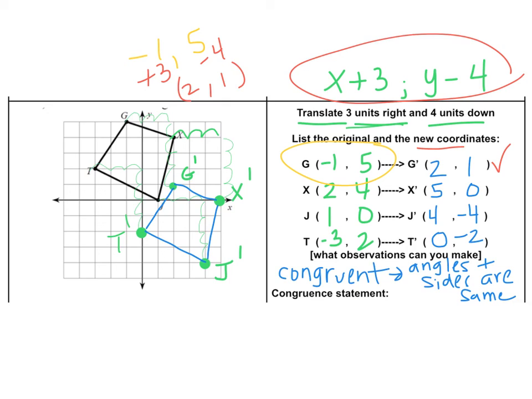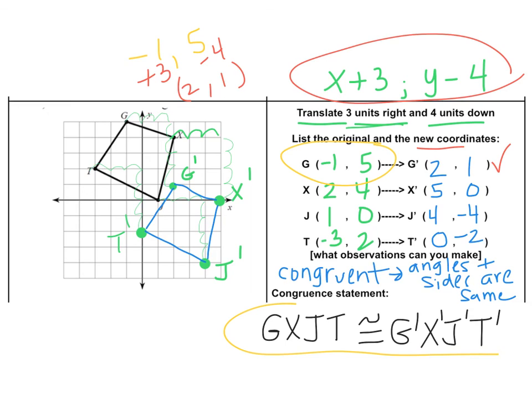Okay, final step, congruency statement. We're going to go in order. G, X, J, and T. The symbol is an equals with a squiggle, congruent to G prime, X prime, J prime, and T prime. So that means our pre-image and our new image are congruent. They have the same angle measures, they have the same side lengths.